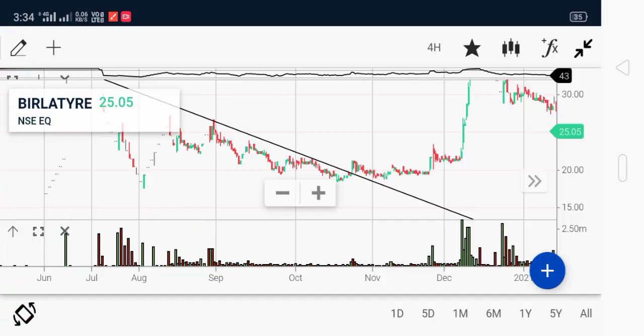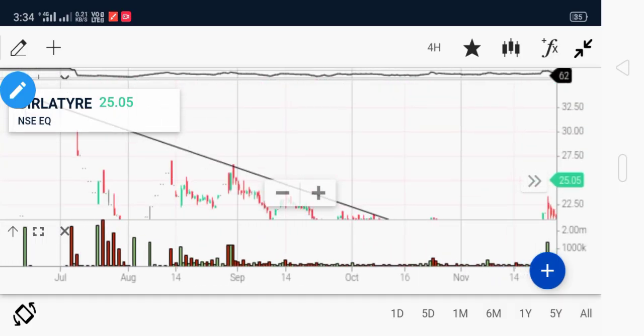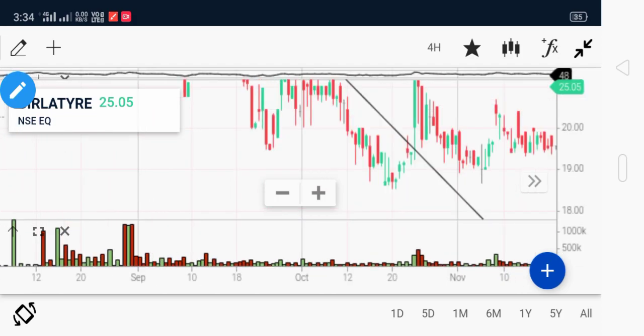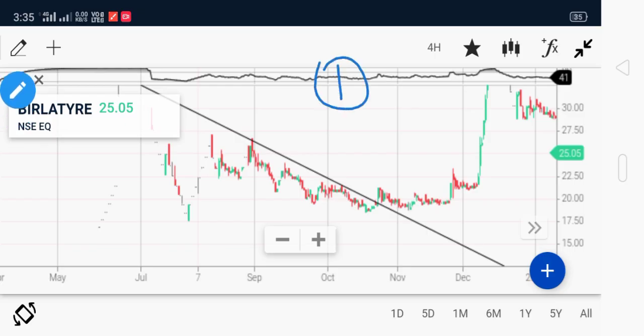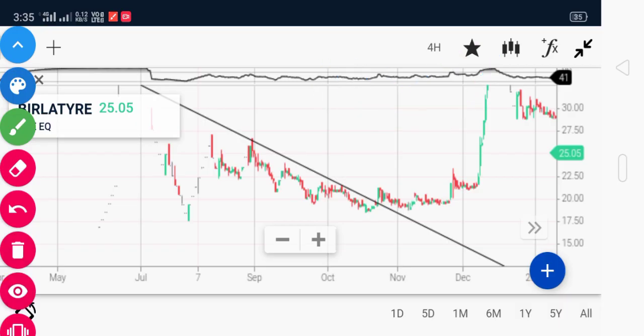And if I zoom in for you guys, I'll zoom in. I hope you all are able to see the green volumes now nicely. So we got our two things. First one was breakout, we got it. Second one was volume, we got it. Now the third thing is Fibonacci. Let's bring Fibonacci now.